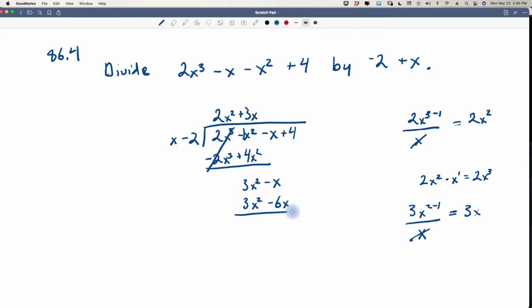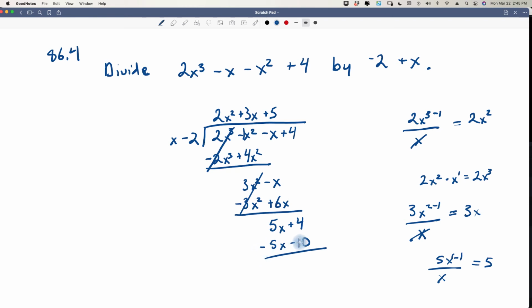Draw our line. Flip all the signs. Cancel. Combine, so it's going to be a positive 5x. Bring down our 4. x into 5x. That's going to be 5x over x. We bring this x to the top. It's going to be x to the 1 minus 1. So that's going to be 5, because we'll end up with x to the 0, and that's just 1. And it's a positive 5, so it's going to be positive 5 up here. 5 times x is 5x. 5 times negative 2 is negative 10.